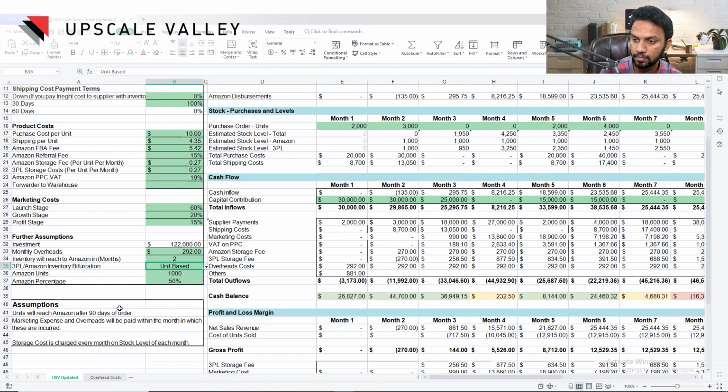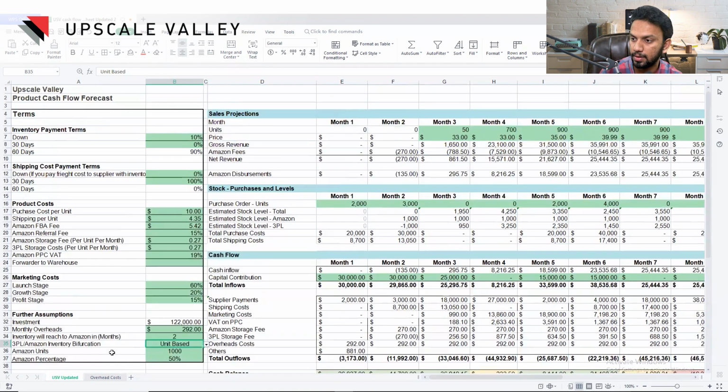So here are some assumptions. And let's explain this part now. So this is the sales projection, and we need to enter all these values in the green color coded cells.